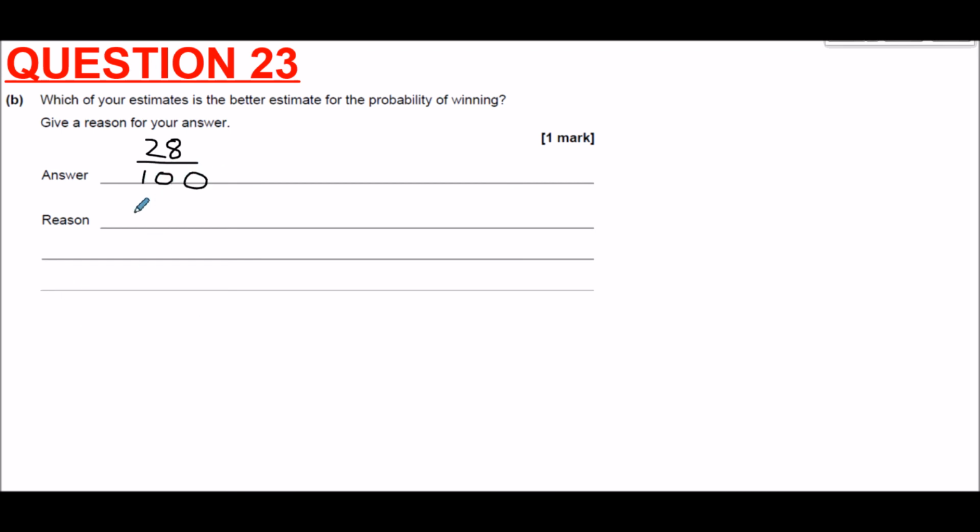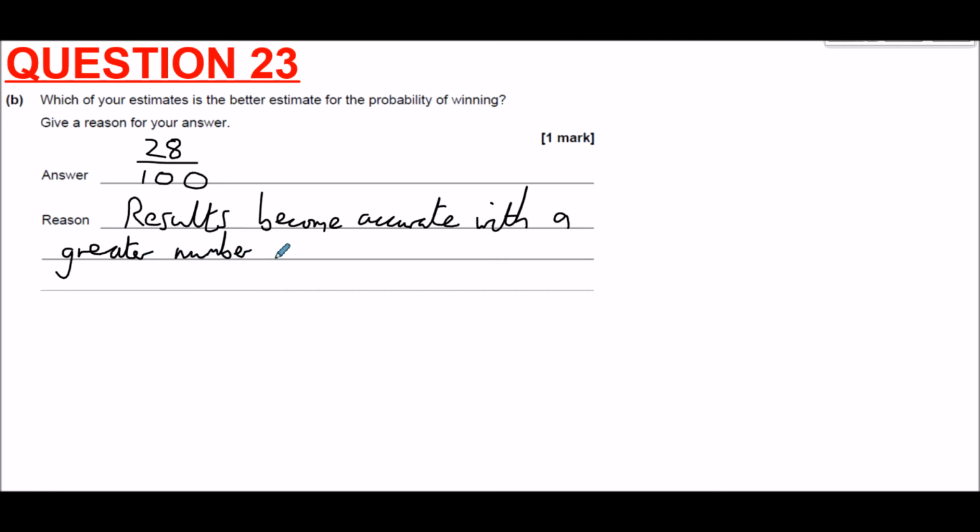So the fancy way of explaining this is results become more accurate with a greater number of trials. Trials just means how many times an experiment or a game is repeated.